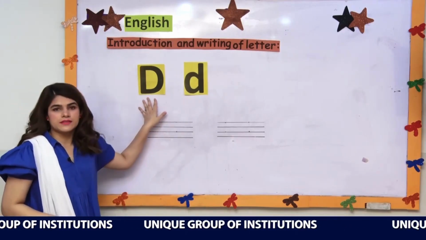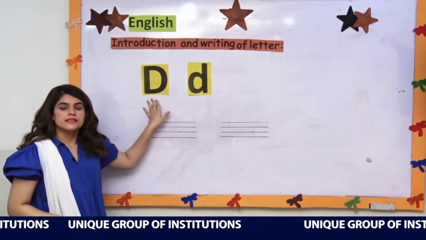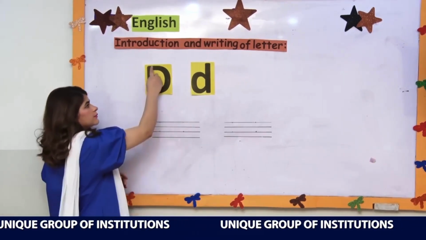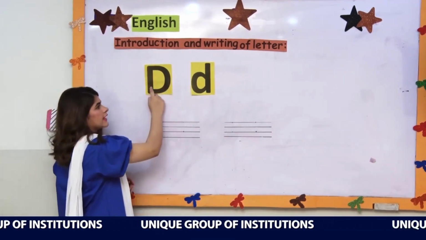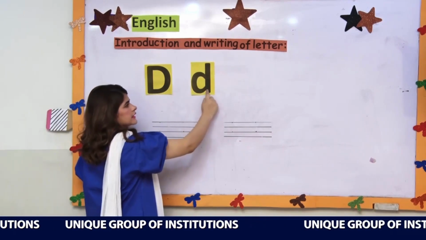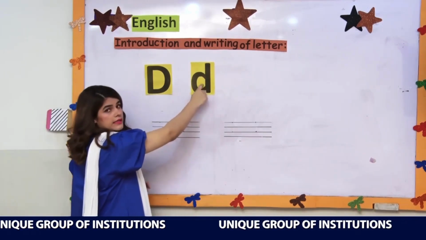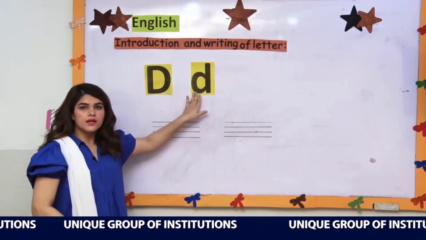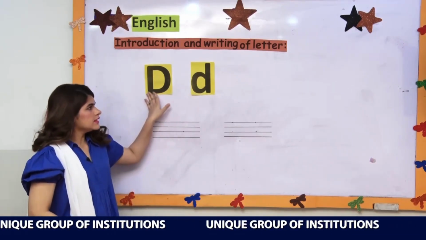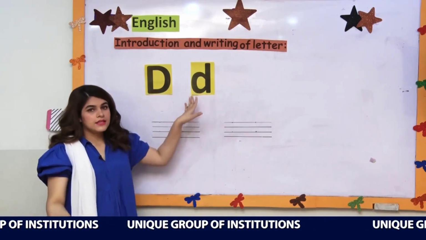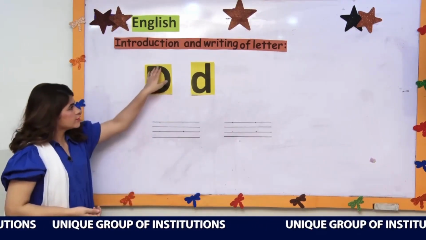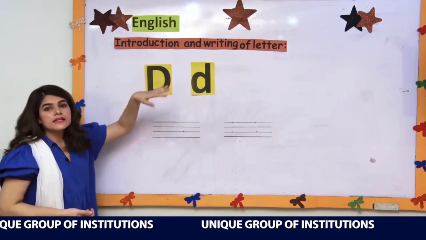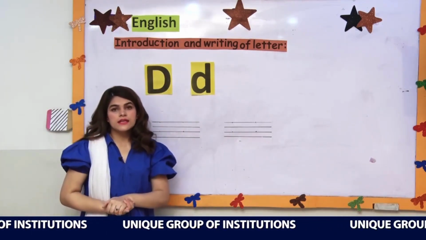Today we have a new letter, that is letter D. Look at the board, this is D and this is small d. You can also say uppercase letter and lowercase letter. D and then another D. Wherever you see this letter, you will say D.